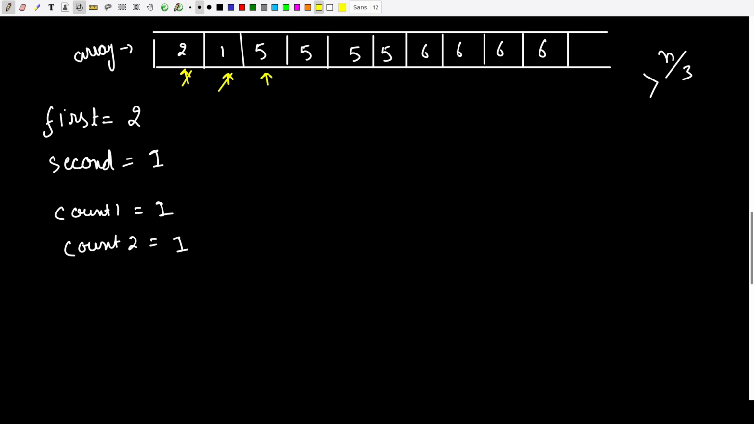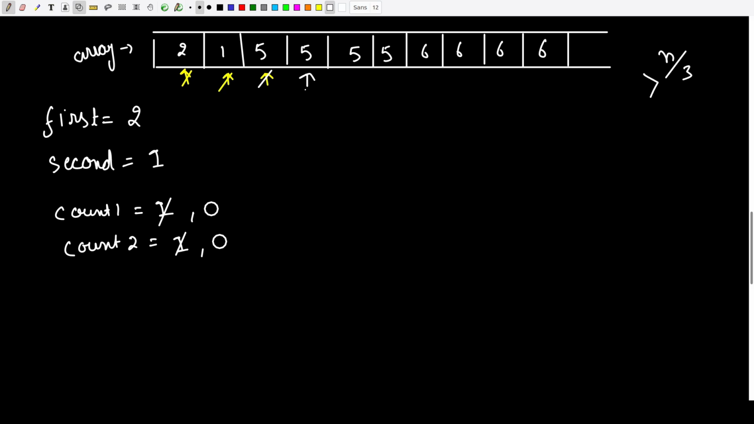Then we are going to move to the next element. The next element is 5. As we can see, this element is neither equal to the first element nor the second element, because of which we are going to decrease the count by 1. So this 2 becomes equal to 0. And then we move to the next element.